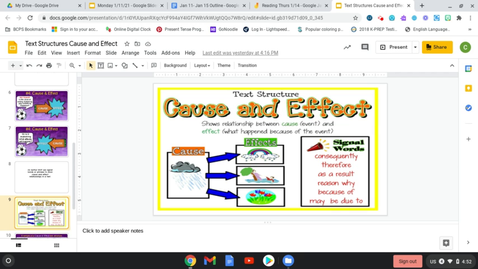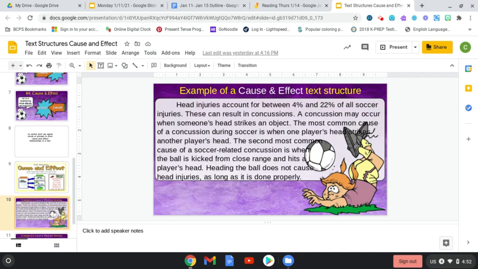So, cause and effect structure shows the relationship between an event, the cause, and what happened because of the event, or the effect. So, let's take a look at this one. And what I'm going to do is I'm going to highlight examples of cause and effect relationship. Head injuries account for between 4% and 22% of all soccer injuries. These can result in concussions.